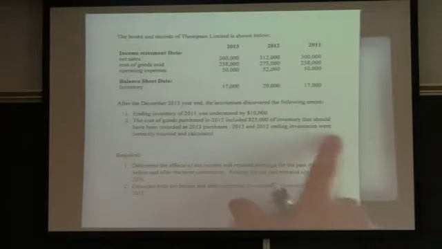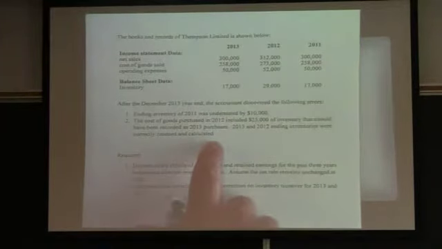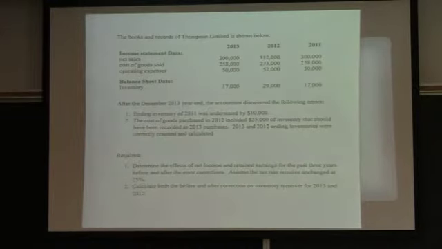2013 and 2012 ending inventories were correctly counted and calculated. So essentially, they were able to figure out the ending balances, but the purchases were recorded in the wrong period. The first requirement asks us to determine the impact on net income and retained earnings for the past 3 years, before and after the error correction, assuming the tax effect remains unchanged at 25%. And part 2 asks us to calculate the before and after inventory turnover.